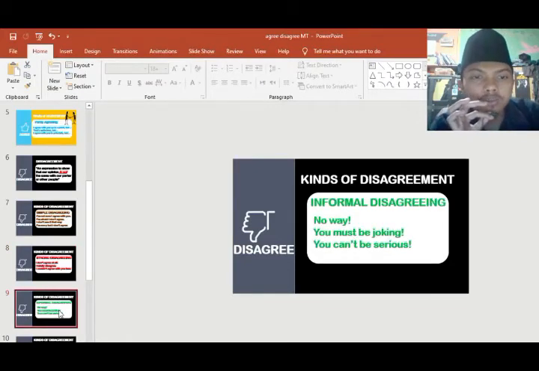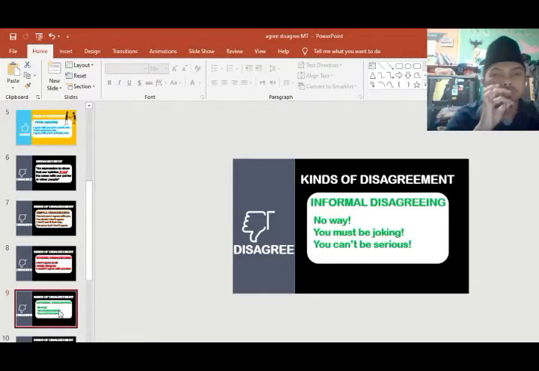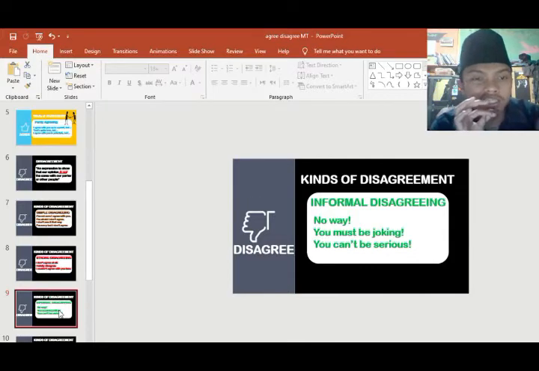Next, informal disagreeing. It can be used when we show our disagreement to our friends, for example outside the class, in a cafe or in your boarding house, something like that. If you disagree with your friends' opinions, you can say "No way," or "You must be joking," or "You can't be serious." So that's informal disagreeing.